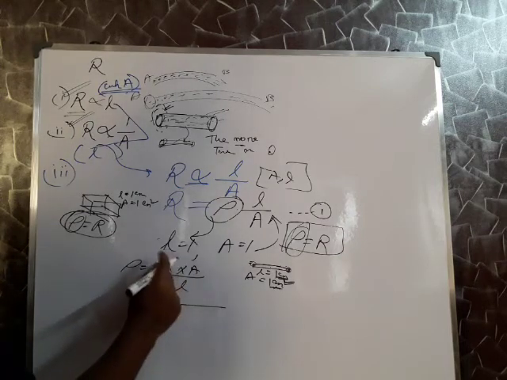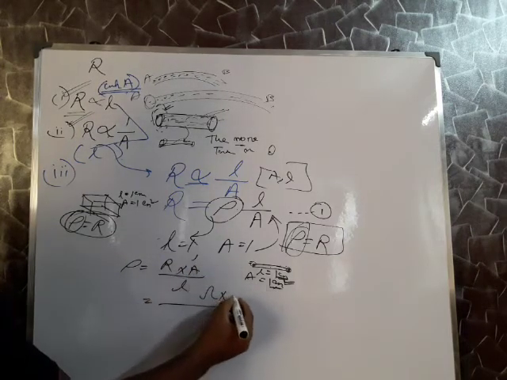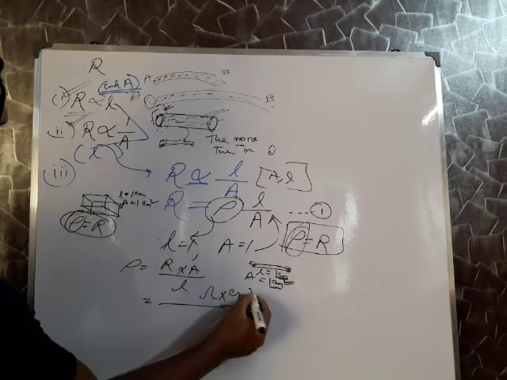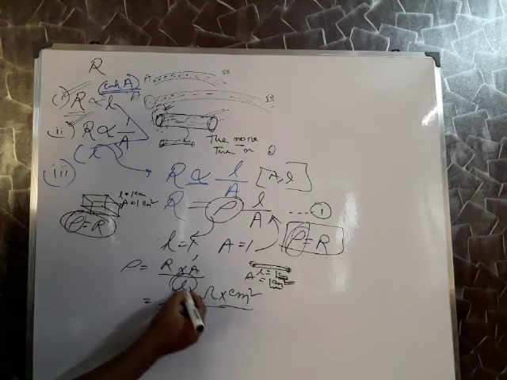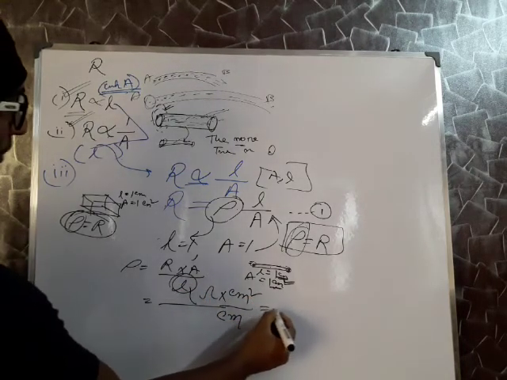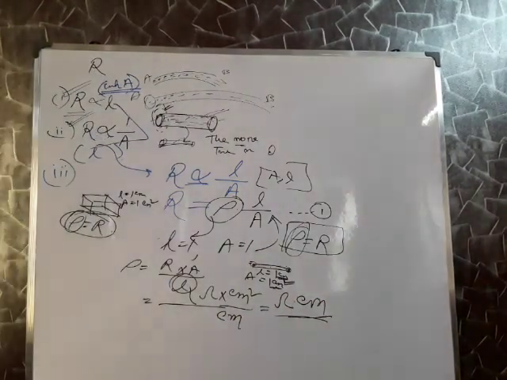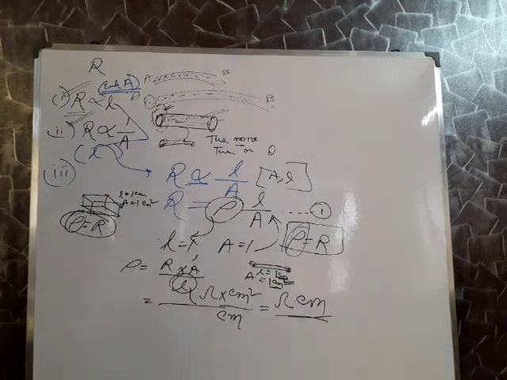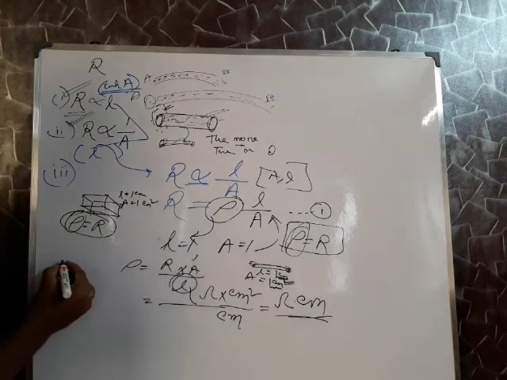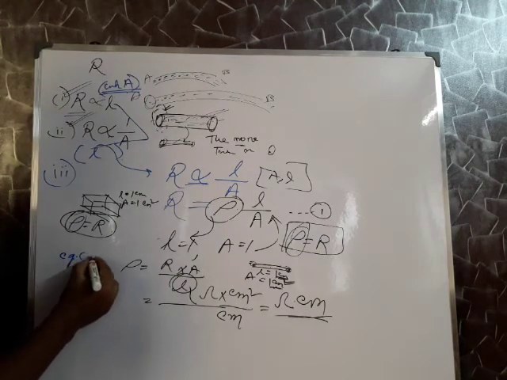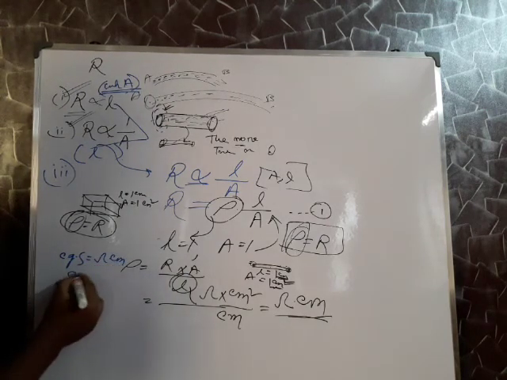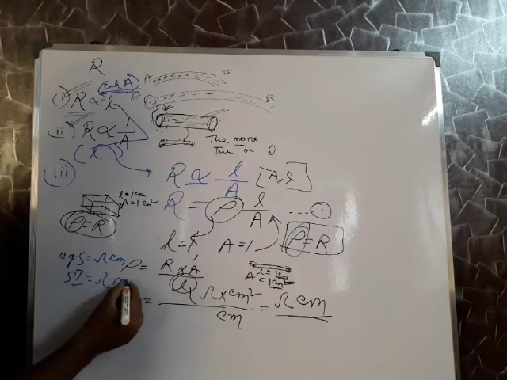What is the unit of R? Ohm. What is the unit of A? That is centimeter square or meter square, whatever. What is the unit of L? That is centimeter. Simply what do you have? Ohm into centimeter. So that can be ohm centimeter and also ohm meter. So the unit of resistivity or the specific resistance is ohm centimeter. In CGS we have ohm centimeter, in SI we have ohm meter, simple.